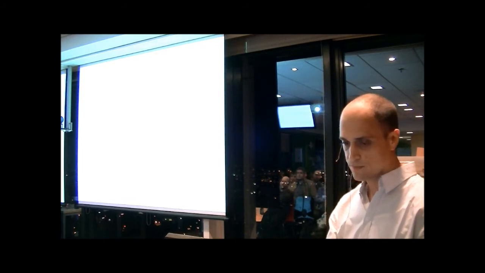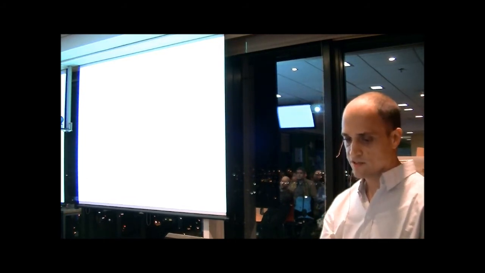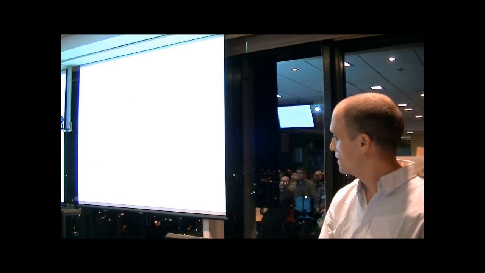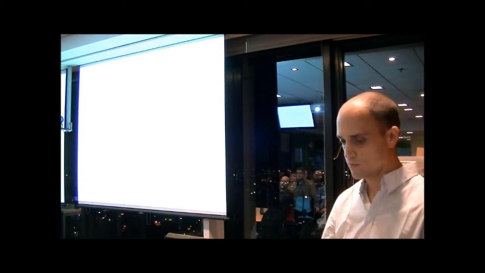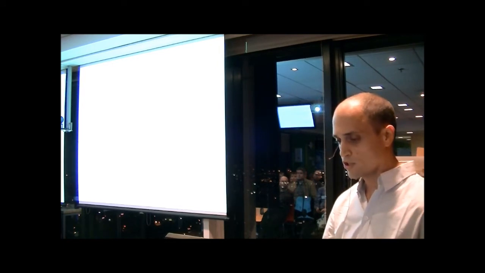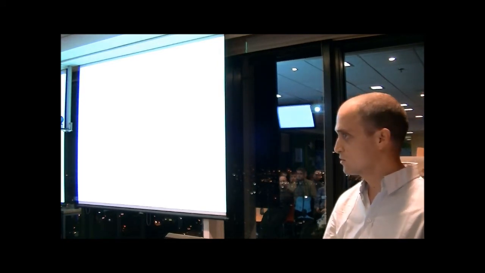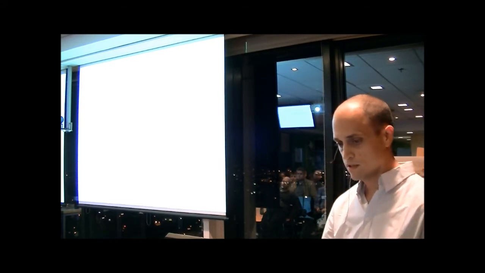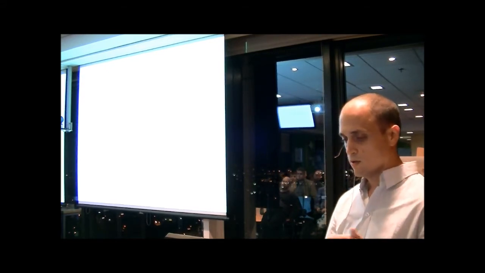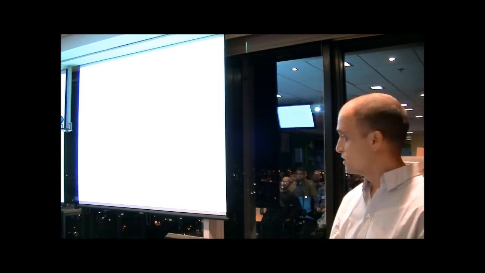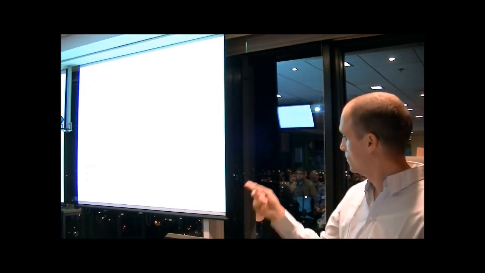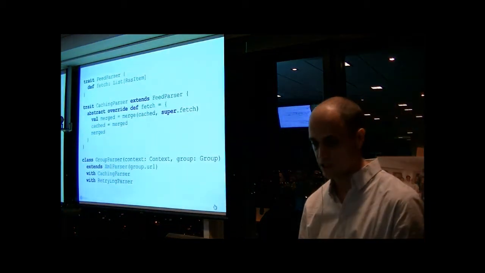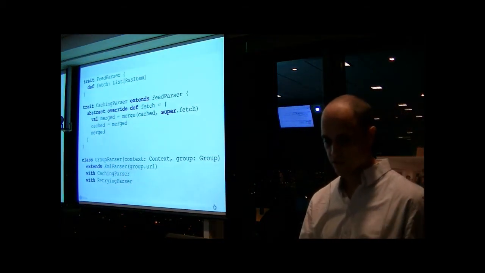And then we have the caching parser trait. It extends feed parser, and it implements fetch, but it defines fetch to be abstract override, which means the compiler will make sure that when we use this trait, we also use another trait that provides a concrete implementation of fetch. Inside the method body, we merge the cached results with whatever super fetch on the right, which is the concrete implementation, returns. We save this and return.